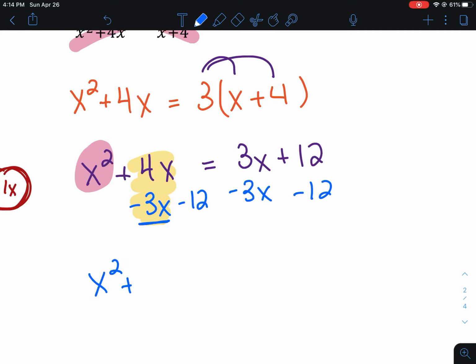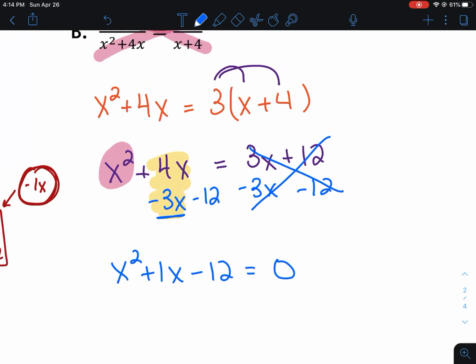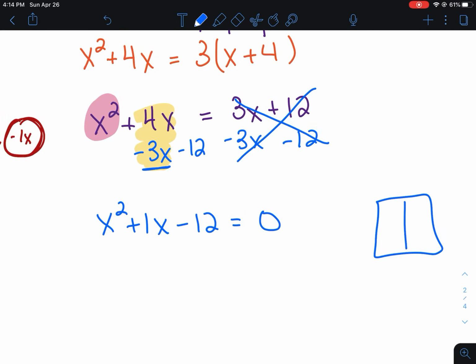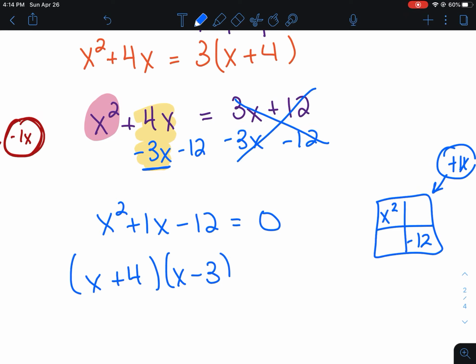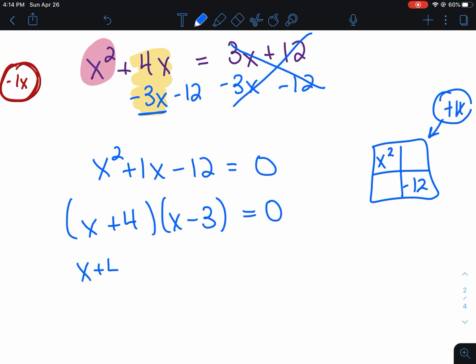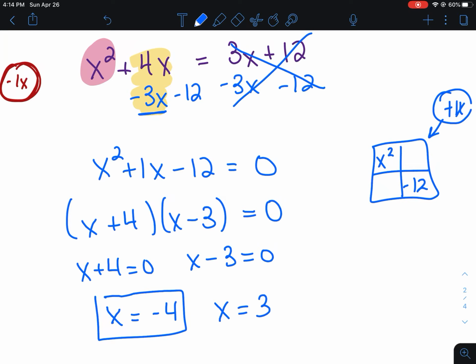So this piece here is going to end up giving me a positive 1x, and this whole thing will become 0. Again, if I make a factor box, I'm looking at what multiplies to give me negative 12, but this time I'm looking at positive 1, adds to give me positive 1x. So again, it's 4 and 3, but this time it's positive 4. Again, the bigger number takes the sign of that middle number. Okay, if I set each of these equal to 0, I end up getting x equals negative 4 and x equals positive 3.